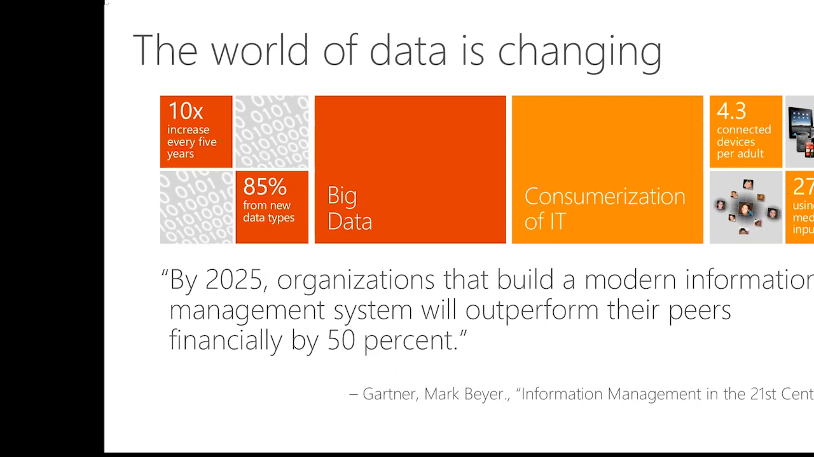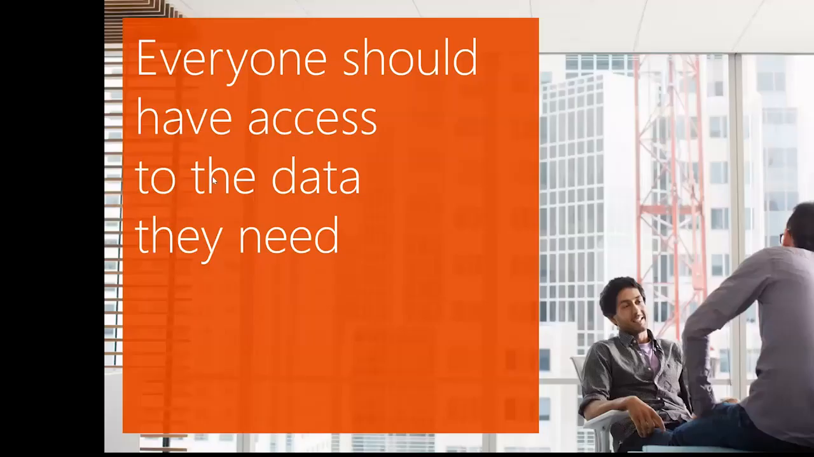So you can see a quote here which reads, by 2025, organizations that build a modern information management system will outperform their peers financially by 50%. So it's not about who has a good product. It's about who can sell that product more, who can reach out to the maximum customers, who can find out what the demand of the people in the market is and provide the product accordingly. So everyone should have access to the data they need. And we don't wait for the data, right?